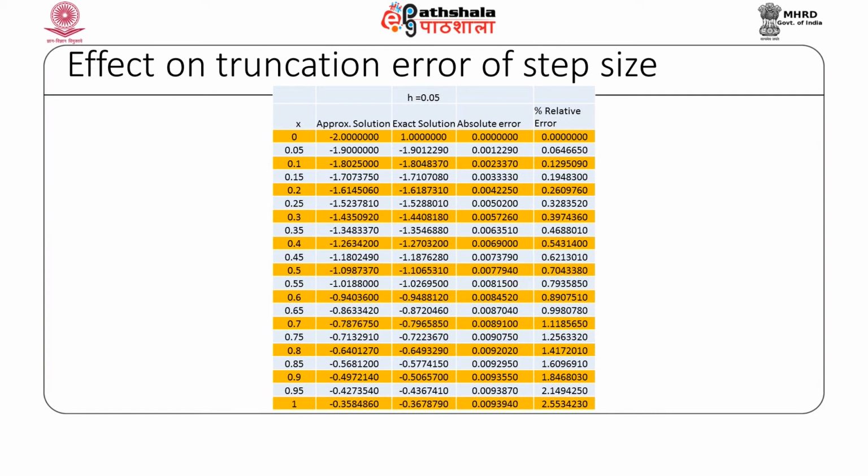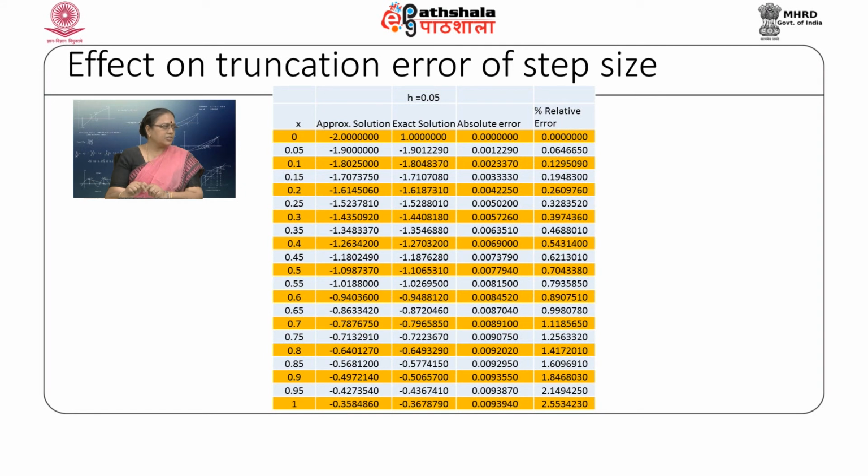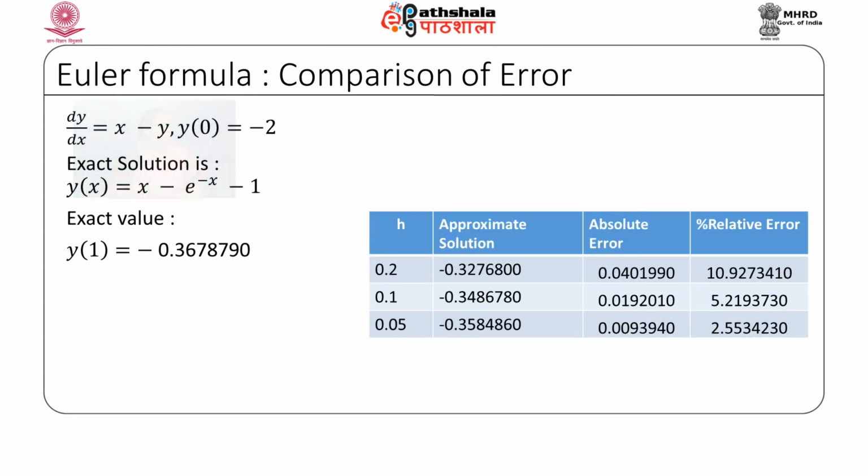Further, the step size becomes further half, h equal to 0.05, and the table has been made. And again, if you look at the last row, the solution at x equal to 1, the relative error has now become 2.35%. So, it has further reduced. So, this is the table which shows the comparison of the error with the different step sizes.